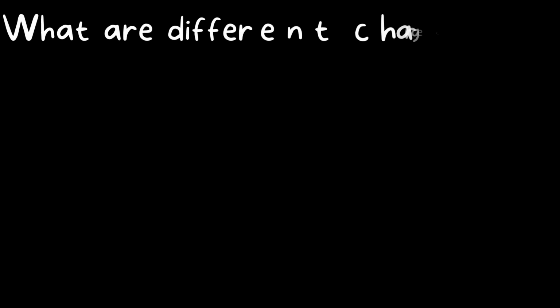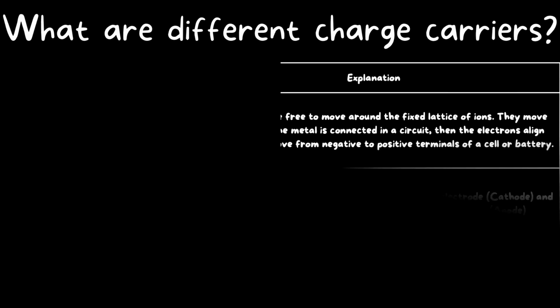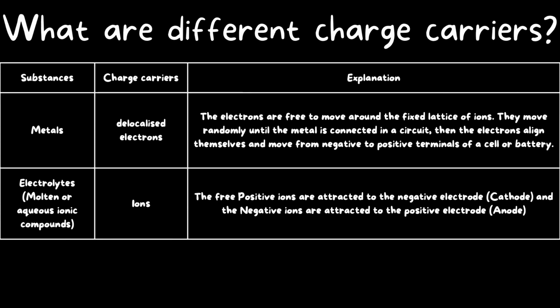Let's have a look at different charge carriers. Now, in metals, you know that the charge carriers are the delocalized electrons, which are happy to move around a fixed lattice of ions. They move randomly until the metal is connected in a circuit, and then they will align themselves and move from the negative towards the positive terminal of a cell or a battery.